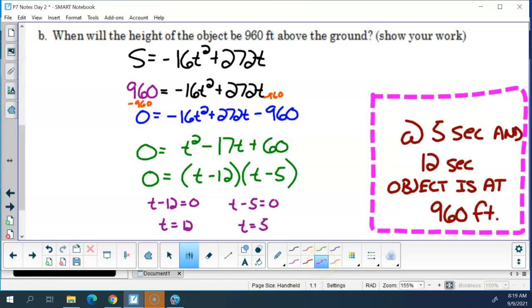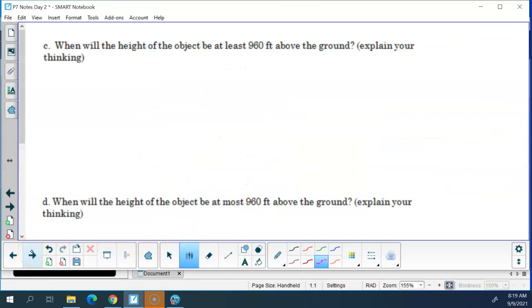Two more questions, and they're actually pretty easy. Next question is, when will the height of the object be at least 960 feet? So what is that object doing? We launch it. 5 seconds later, it's at 960 feet. Then what happens to it? Keeps going up, right? Stops. Gravity takes hold, stops. And then it comes back down. At 12 seconds, it's back to 960 feet. And then at 17 seconds, it's back at the ground. So, when will it be at least 960 feet?